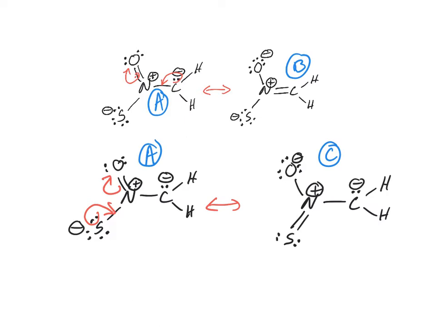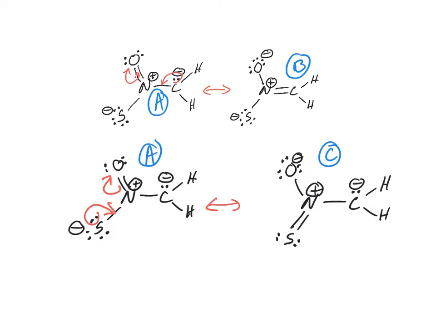What else is the same? It's where the negative charges are, right? In A, you have a sulfur and a carbon with a negative charge. In B, you have a sulfur and oxygen with a negative charge. And in C, you have an oxygen and a carbon with a negative charge.